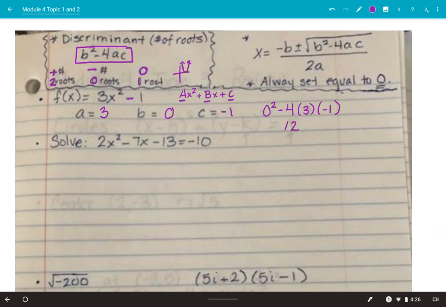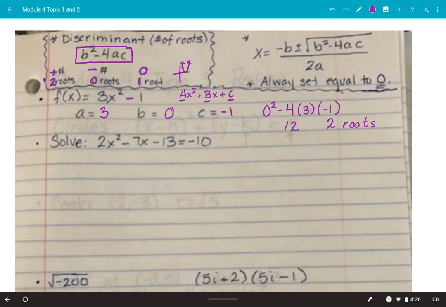They're going to ask you what is your discriminant and how many roots. Since this is a positive number, we know they're going to have 2 roots. Solutions, x-intercepts, zeros. That one has so many different names. Just use whatever you need to.